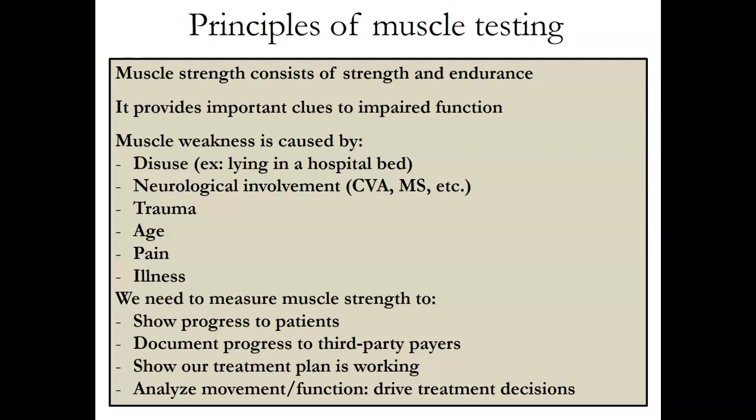Why do we need to assess muscle strength? We need to show progress. It's a clear way to show progress to insurances or third-party payers that they've gone from a 4 out of 5 to 5 out of 5 in muscle strength. It's also good to show patients that progress, that the program you're working on, the exercises, is working. They can see they're getting stronger. You say, oh, last week you were 3 out of 5, now you're at a 4 out of 5, you're getting stronger.